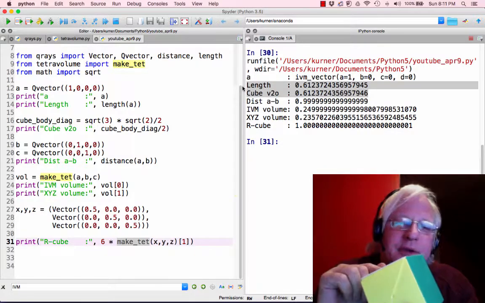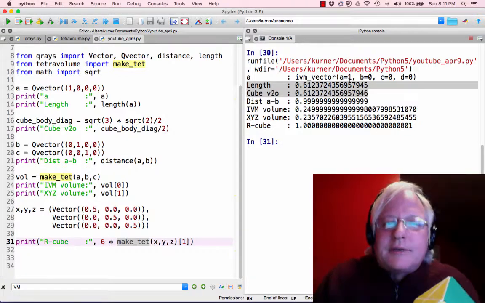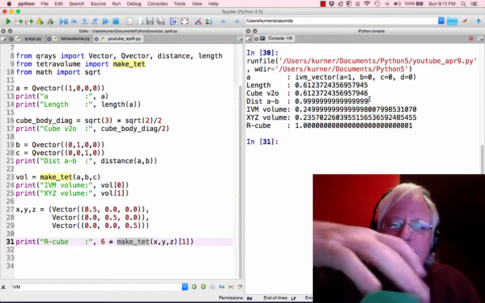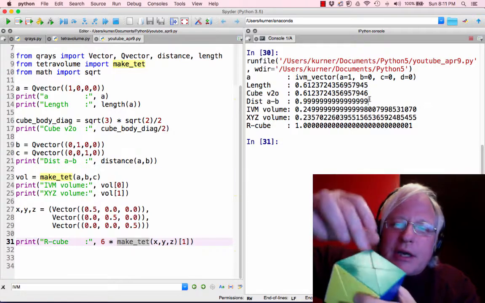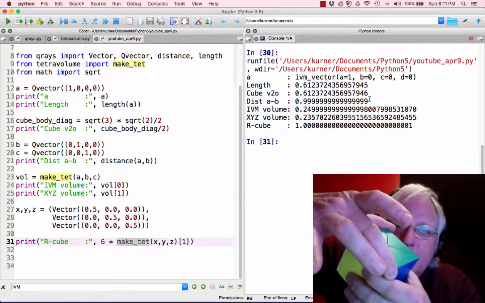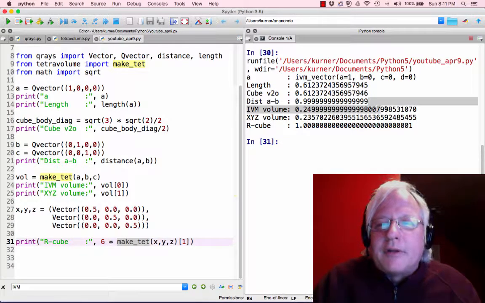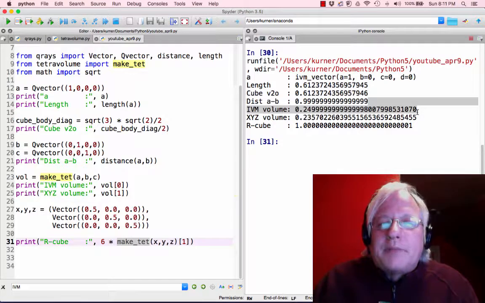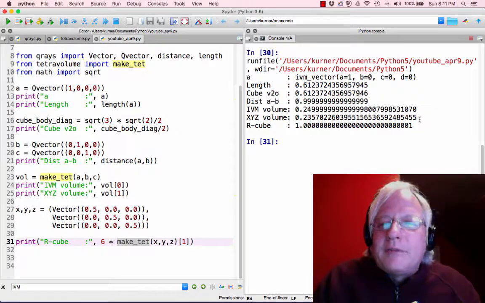The body diagonal is square root of 3 times square root of 2 over 2, so half of that is the length of the quadray, and the distance across any 2 quadrays like A and B is what we were checking. That's going to be 1, so you see 0.99999. That's close enough, floating point. And the IVM volume, there's what we were looking for. Again, floating point inaccuracies have crept in at some point, but it's 0.25 basically, or 1/4, which is what we'd expect.